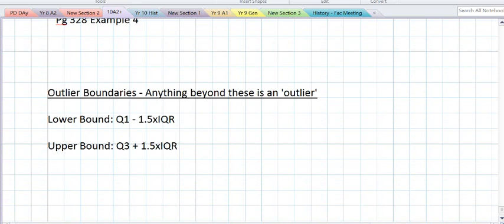This rule on the board is actually not so hard. The lower boundary for a height is the lower quartile, so Q1, and remember that's the lower quartile.